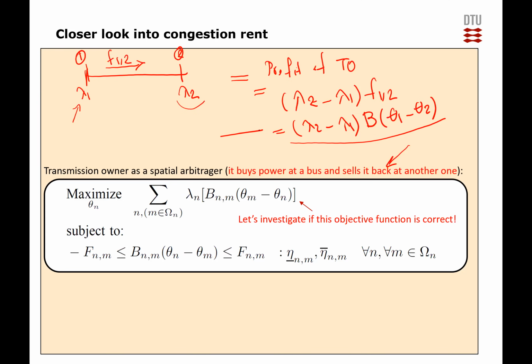And this profit, we will call it congestion rent. Okay, that's the profit of the transmission system operator. Very good. If there is no congestion, how much will the congestion rent be? 0. If there is no congestion, lambda 2 will be equal to lambda 1, so the congestion rent is equal to 0. So the transmission owner earns money only if there is congestion. It's interesting.